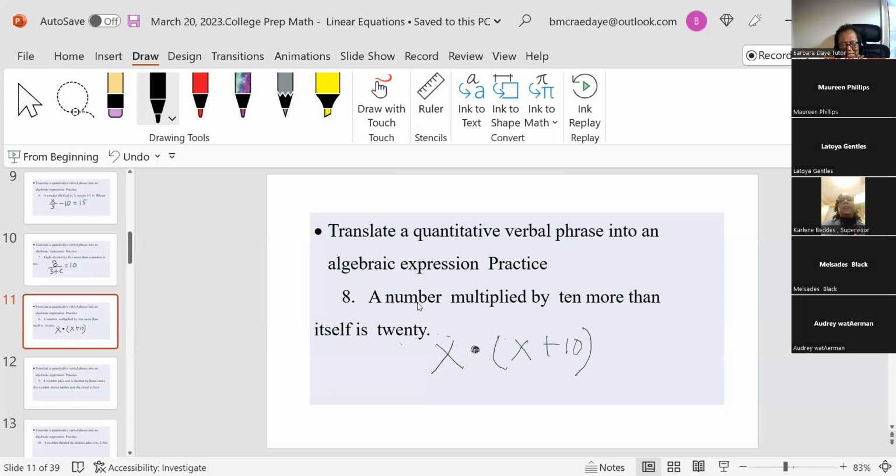Is equal to 20. Questions? Maybe I should use Mercedes, is that correct? Yes, Miss Barbara. A number multiplied by 10 more than itself. That means itself, that's the same number. You can't switch now. If I said a different number, then okay.